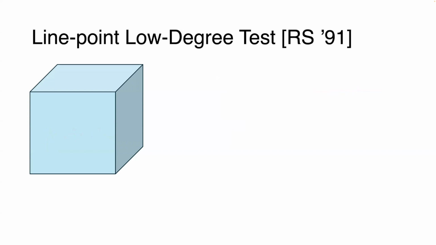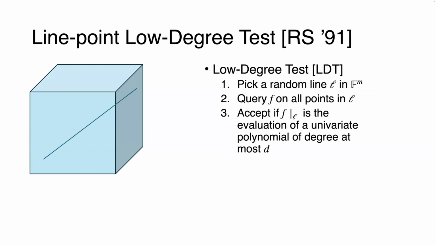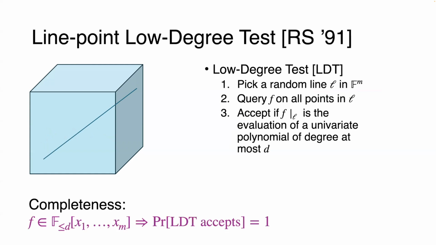A very natural test for this question is to study the line point test, wherein we just pick a random line, query the function on all points on this line, and just check if those queried points look like the evaluation of a univariate degree d polynomial. Of course, it's immediate that if f was indeed a degree d polynomial, then this test accepts with probability 1, in the sense that it has a completeness of 1.